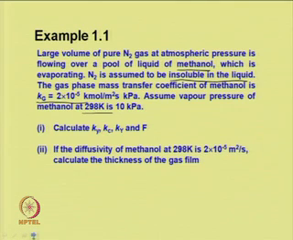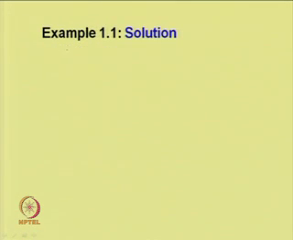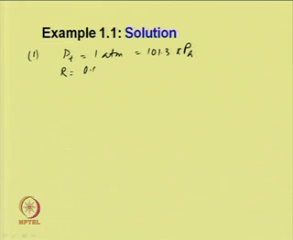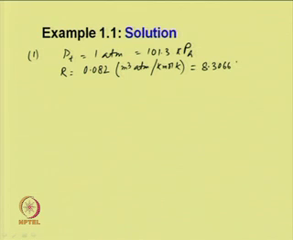Now, let us consider the first case. This is the case of diffusion of A through non-diffusing B, and given Pt is 1 atmosphere, which is 101.3 kilopascal, R is 0.082 meter cube atmosphere per kmol Kelvin, which is equal to 8.3066 meter cube kilopascal per kmol Kelvin, and T is given as 298 Kelvin.